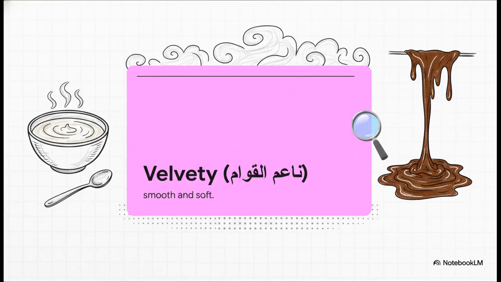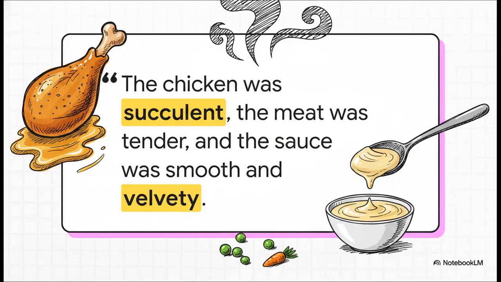And our third positive word is velvety. This one is all about texture. Just imagine a smooth, rich chocolate sauce or a creamy soup. That's velvety. It just feels so soft and luxurious. And look at this. Here's a perfect example of how you can put these words together. This one sentence paints a complete and totally delicious picture.